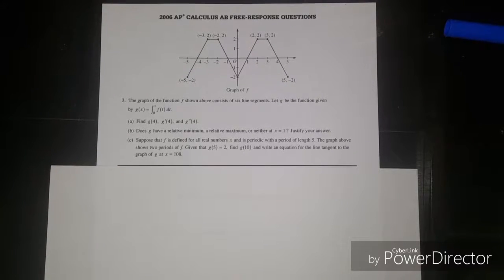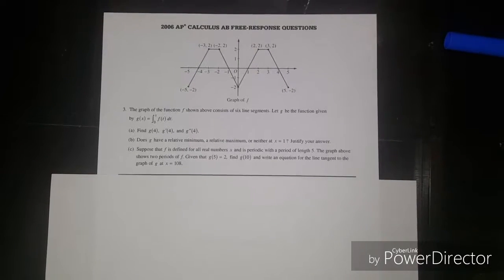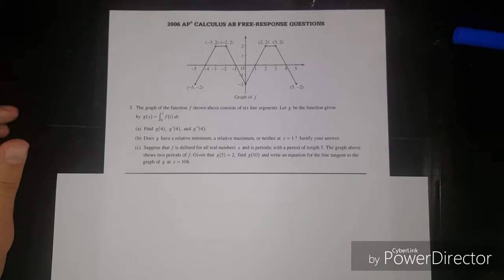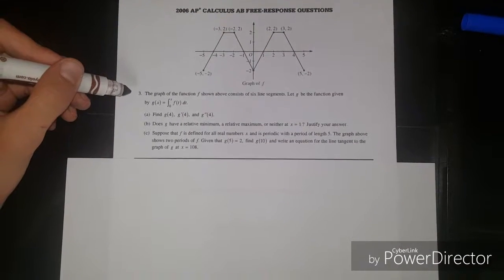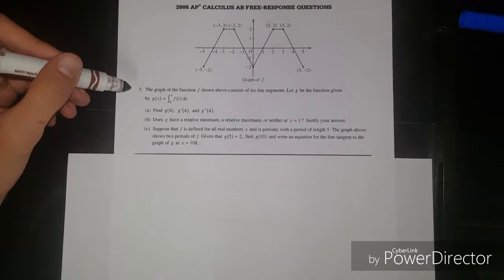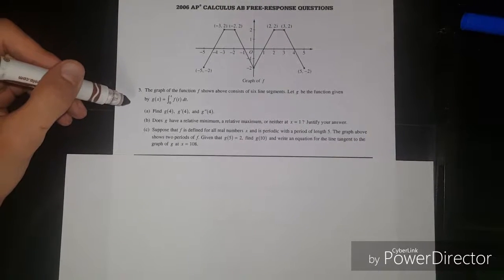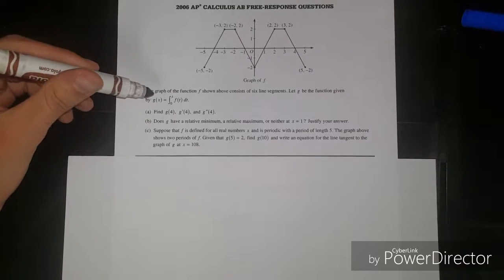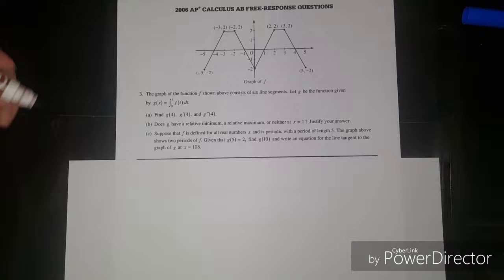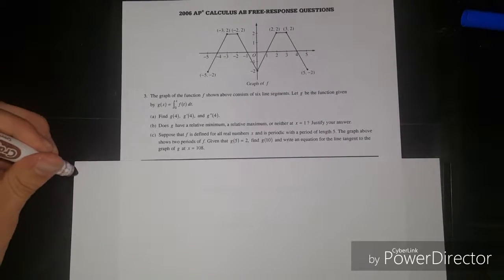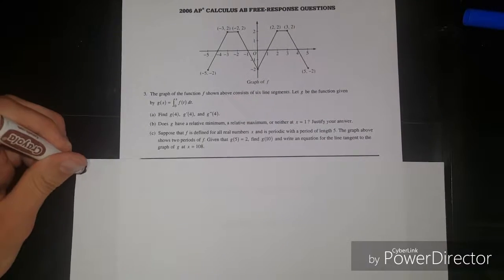Alright, this is the 2006 AB number 3 FRQ. I'll start by reading the question. It says the graph of the function f shown above consists of 6 line segments. Let g be the function given by g of x equals the integral from 0 to x of f of t dt. So up here we have a graph of f. In part A, we find g of 4, g prime of 4, and g double prime of 4.